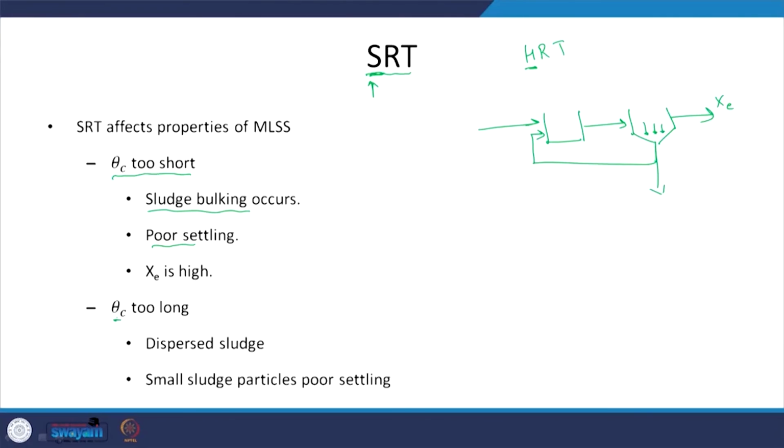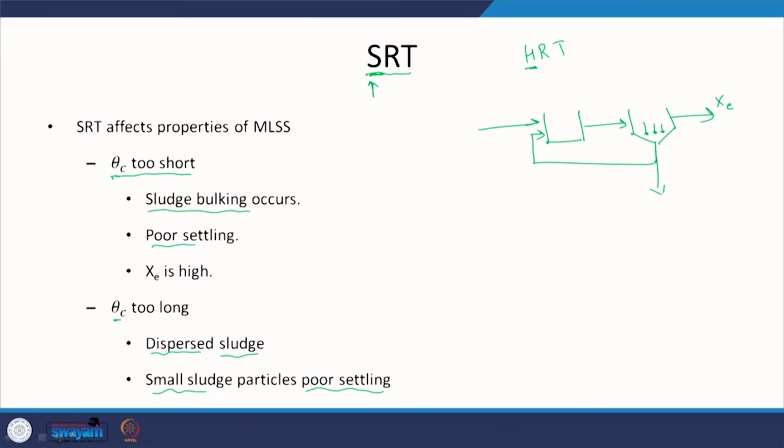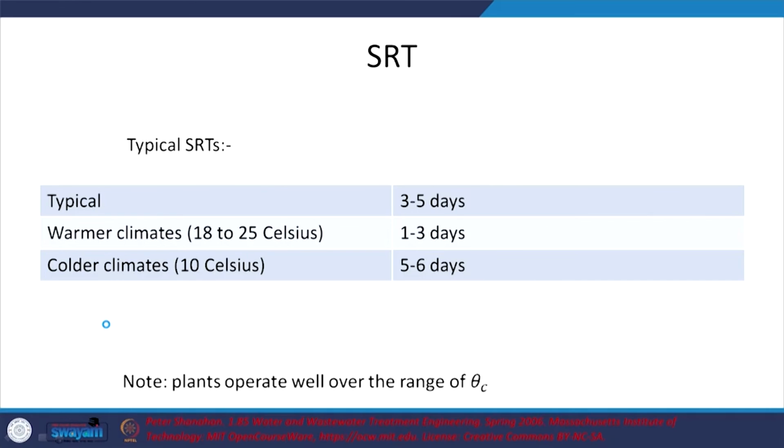And what happens if the theta is too high or too long? You can have dispersed sludge, and again small sludge particles that will lead to poor settling. Again, we will look at why this happens. Typically, it's because of the kind of microbes, motile cells, which have a lot of time to be able to find the relevant food. So the balance has to be between keeping theta c too short and too long, right? So that's one aspect.